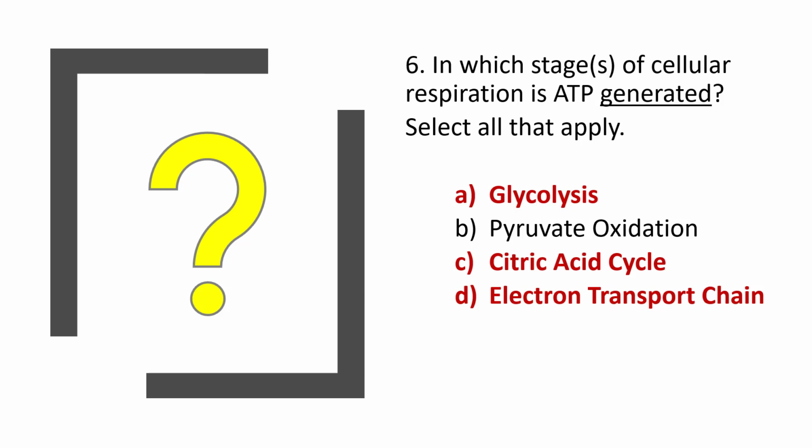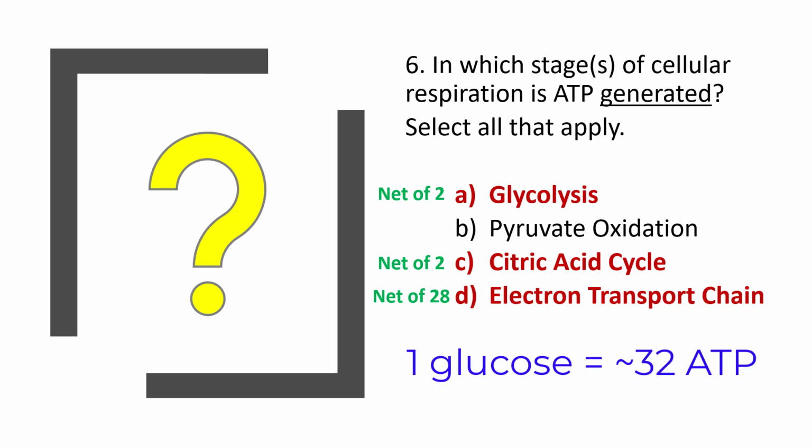So when we look back at the stages of cellular respiration where ATP is generated, this was question 6, we know that glycolysis gives us a net of 2, the citric acid cycle gives us a net of 2, and the electron transport chain gives us a net of 28. So altogether, that 1 glucose molecule results in 32 molecules of ATP.